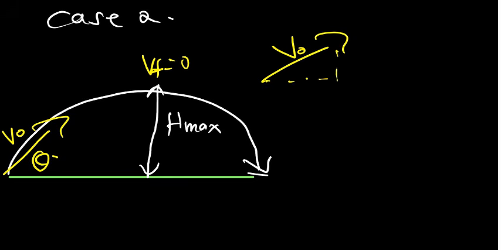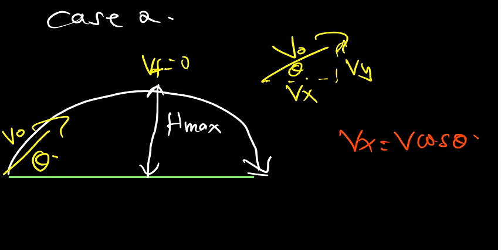So we have the theta here. So this is going to be vx, vy. So using vectors to find vx, what will be vx using vectors? It's going to be vx equal to v cos theta. Vy is going to be v sin theta.